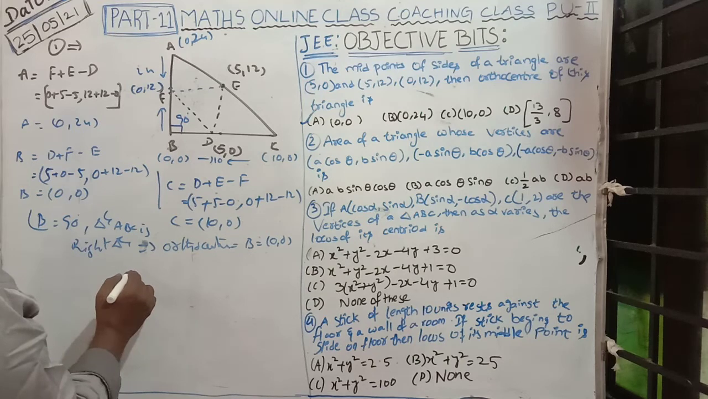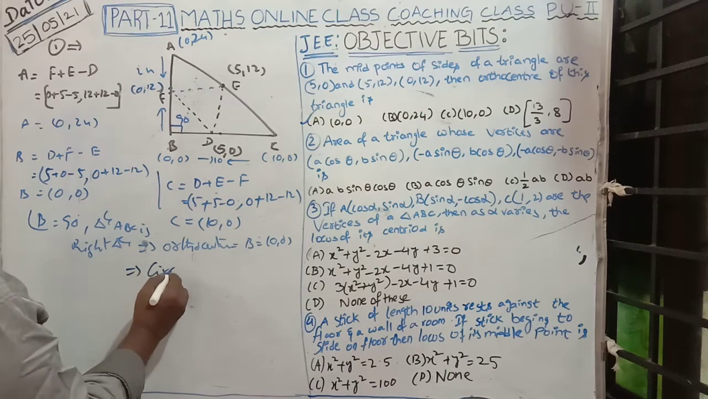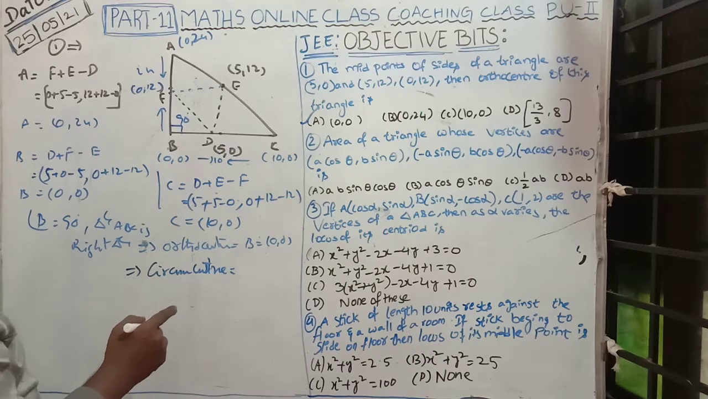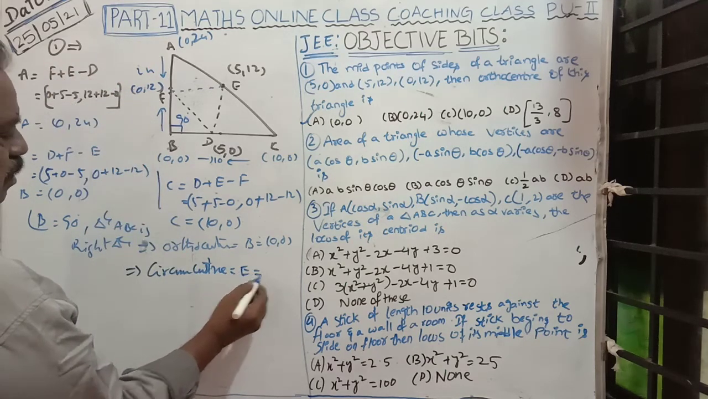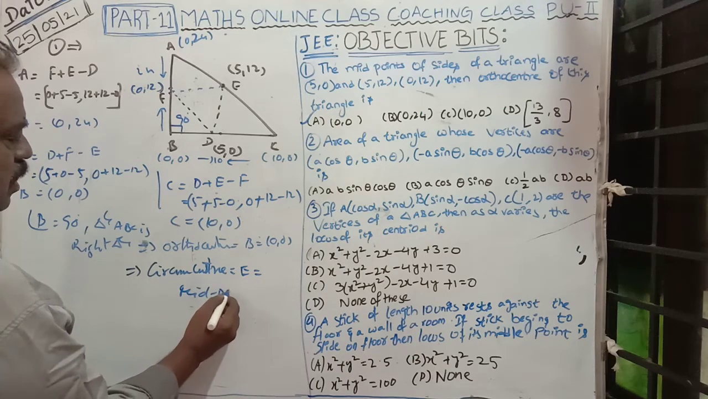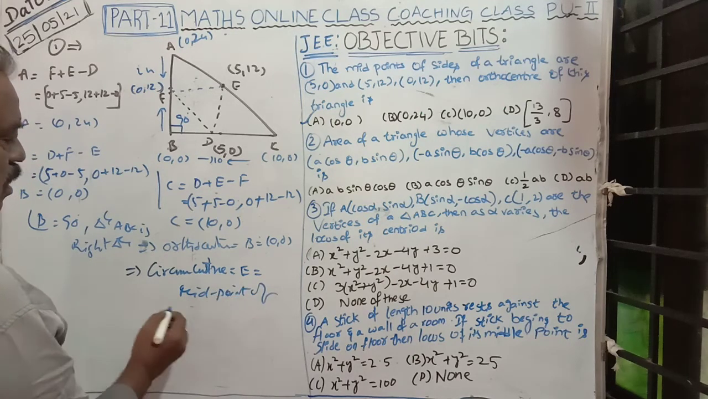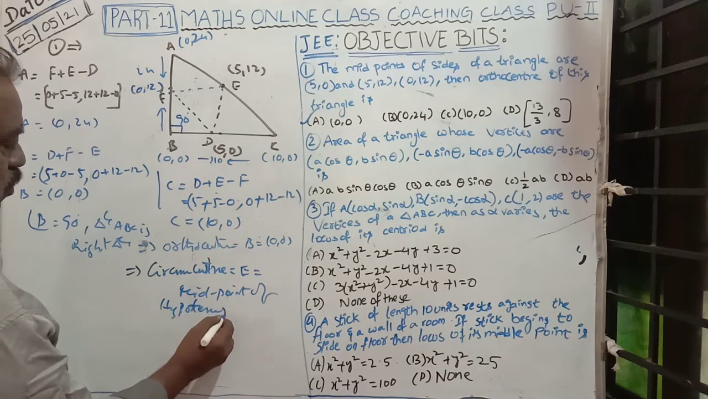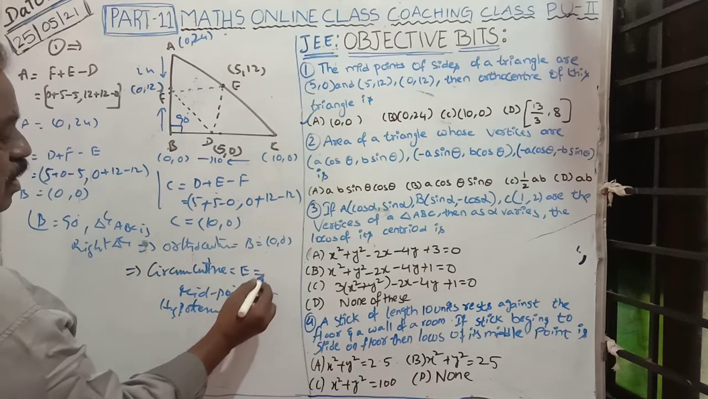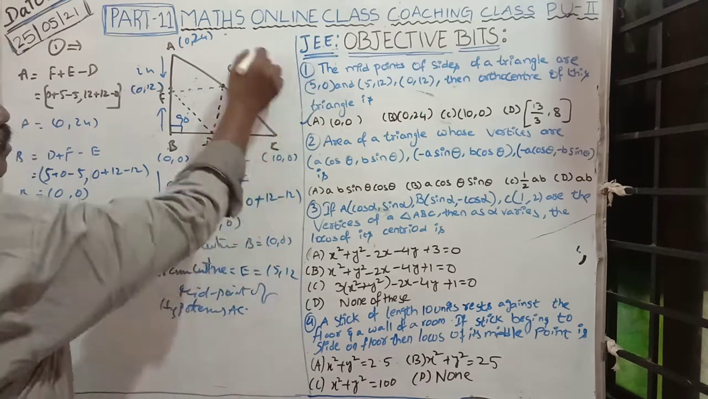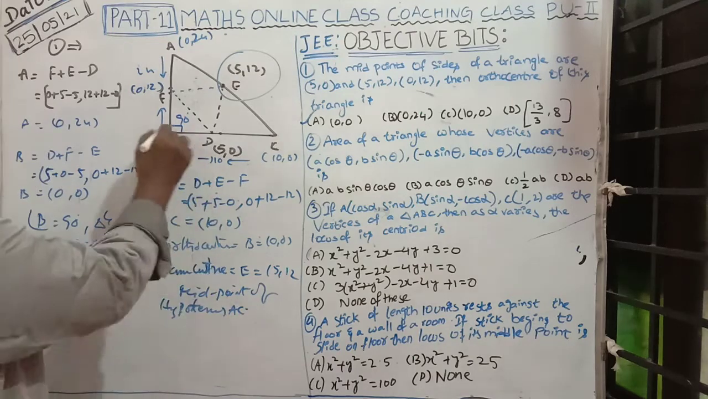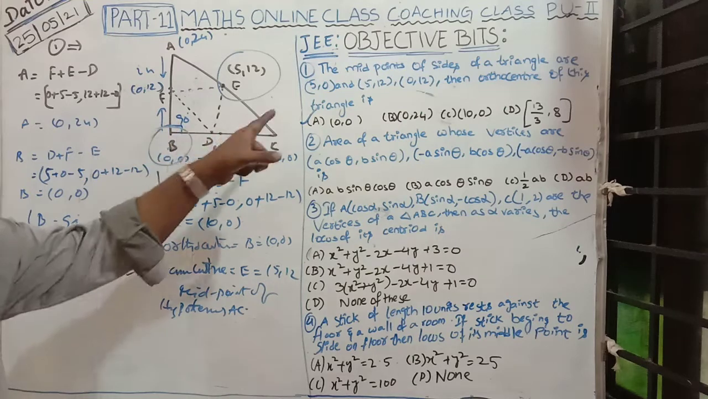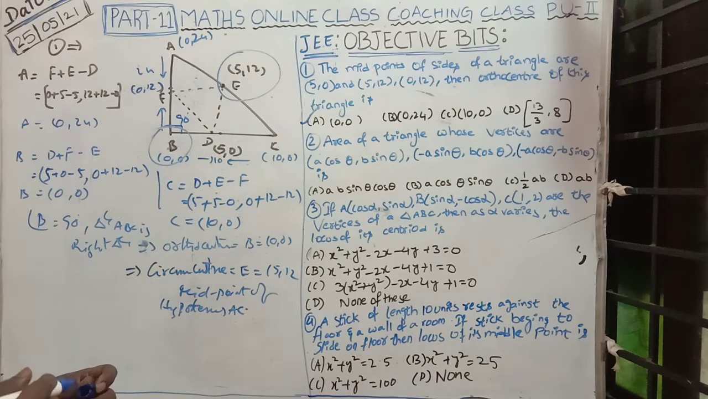But suppose you were asked to find the circumcenter. It is not asked here, but the circumcenter is the midpoint of the hypotenuse, that is equal to (5, 12). This is the circumcenter, and that is the orthocenter. That much of concept is there. A very good problem. Please note it well. Next.